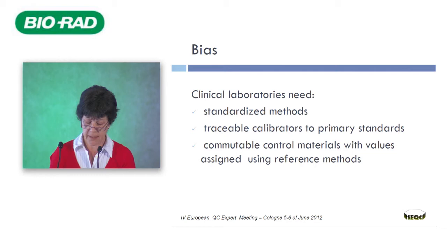We need standardized methods with calibrators traceable to a primary standard, using commutable control materials with assigned values by reference methods. The previous examples prove that, up to now, we have to accept that bias exists, and we have to know the level of bias and whether it fulfills specifications. And the last point.